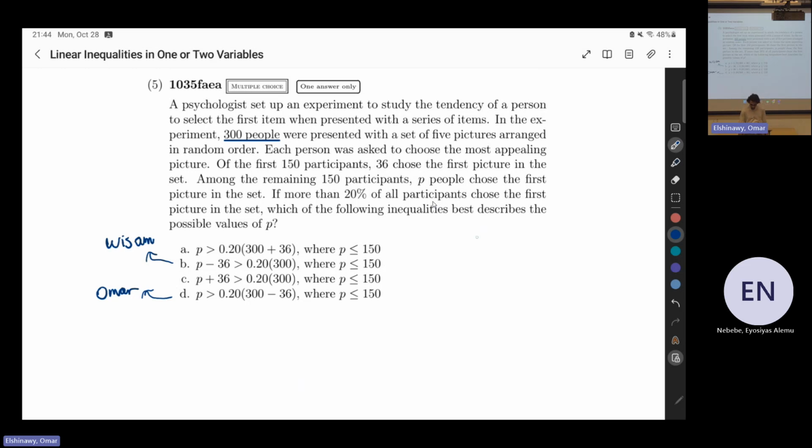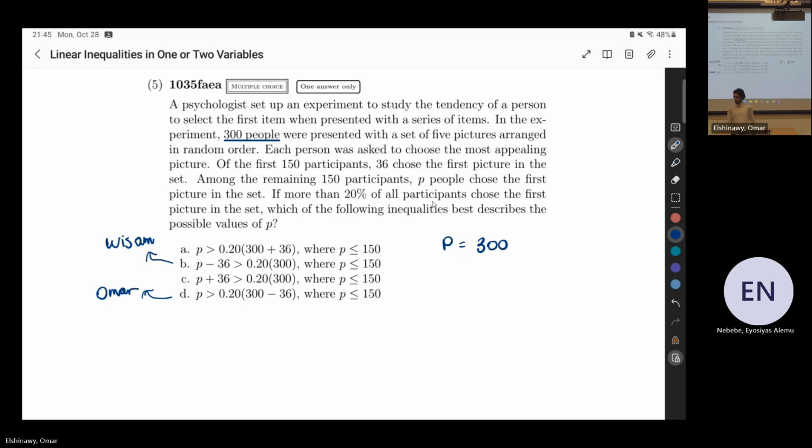So these 300 people are there. They choose the first picture. They all choose the first picture, and of the first 150 participants, 36 of them choose the first picture, and the other 150 they all use the first picture too. It's like half. It's like 150 minus 36, so it's going to be like 124.